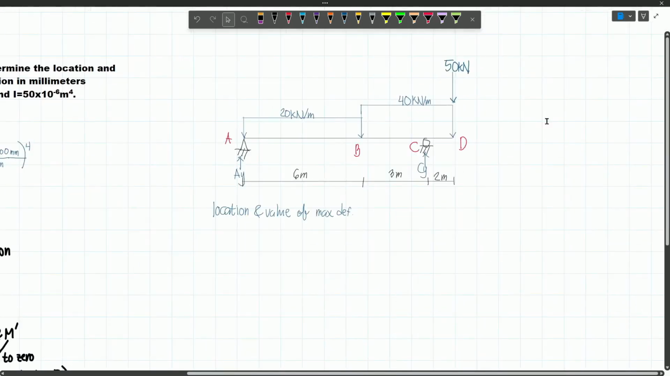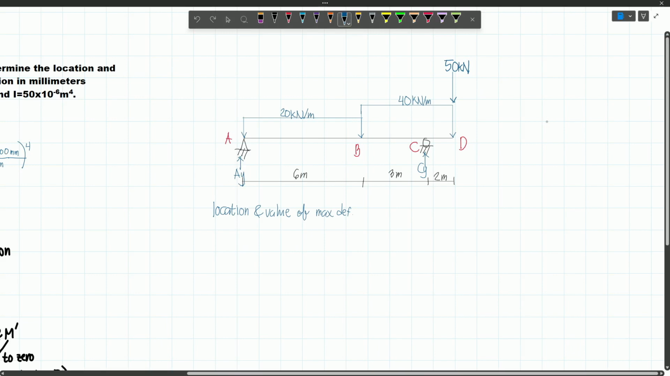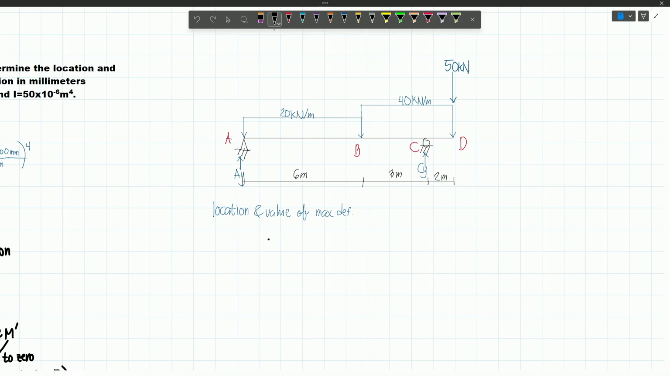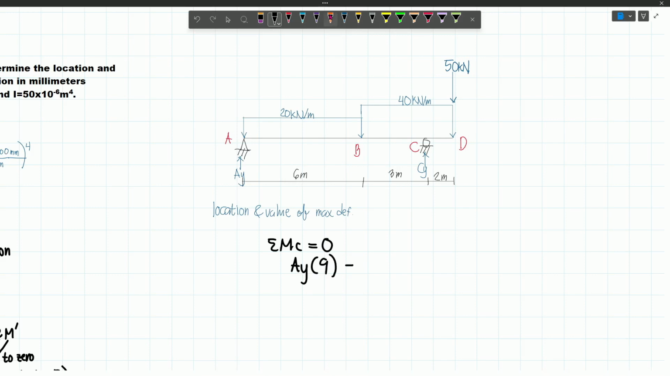But first, let's compute for the reactions muna. To get AY, we need to take moments about dito sa C. So, taking moments at C is equal to 0. That will be AY times 6 plus 3, which is 9. And then minus, again, this will have a resultant, which is 20 times 6. So, magiging 120. And then this will also have a resultant, which is 40 times 5, which is 200.